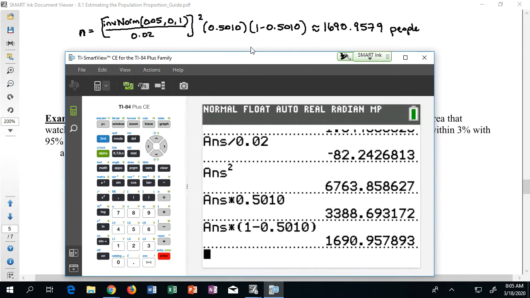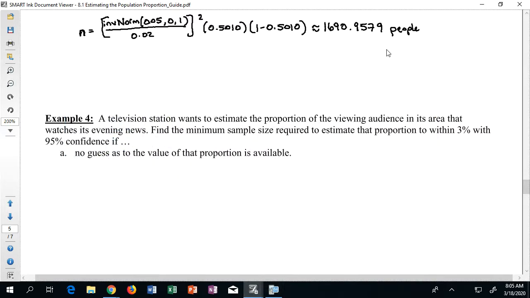Now notice this is a value of n, so this should be a number of people, right? These are voters I have to survey. So can I actually go survey 1,690.9579 people? Well, of course not. And if this is the minimum amount I can use, then I will automatically every time have to round up. The minimum sample size that I need should be this many people.